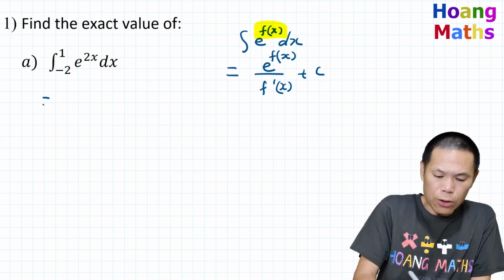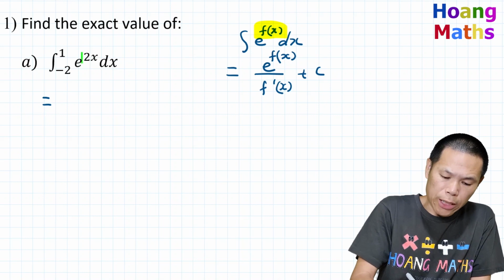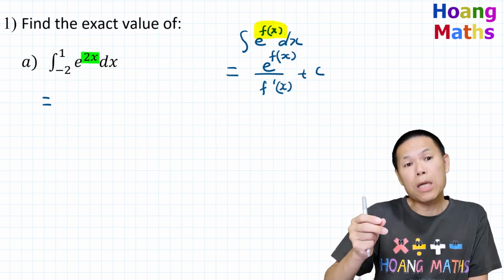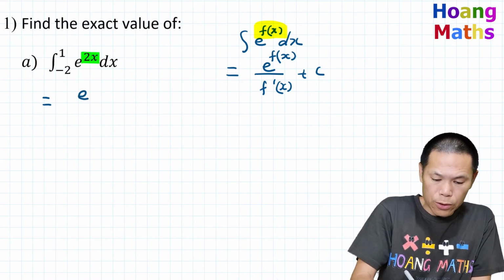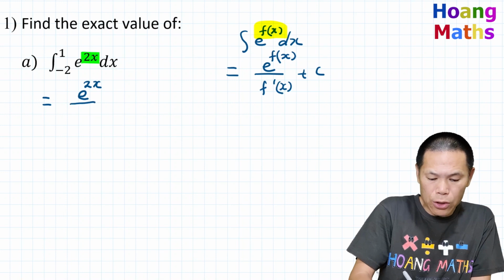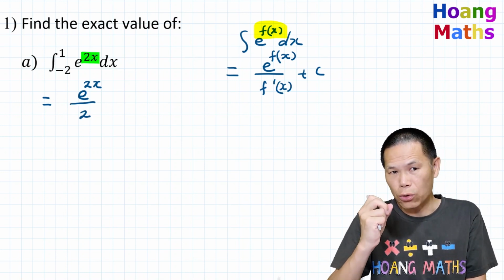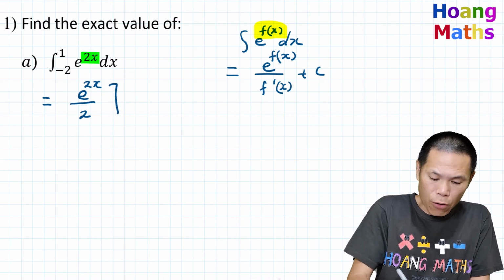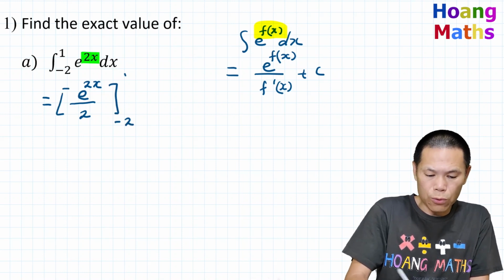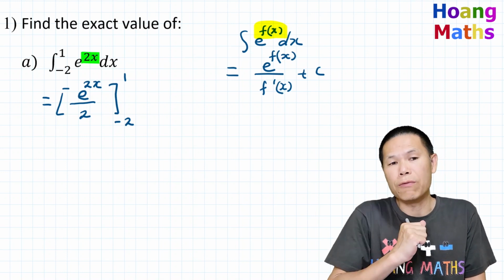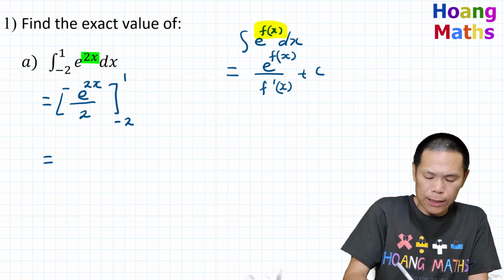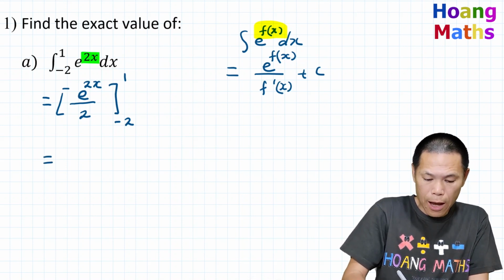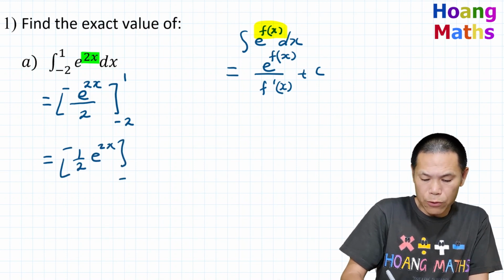So now, if we differentiate 2x, that will give me 2. So we just divide by 2. That will give me e to the 2x, divided by 2. So f dash x is equal to 2. Keep that in mind. And that is from negative 2 to 1. We can just substitute the values in now, but it is easier if I take the half out. So this is exactly the same as a half of e to the 2x from negative 2 to 1.